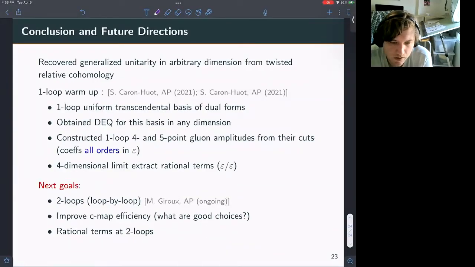So the next goal is to extend this analysis to 2 loops, and we're working on that with another student at McGill in a loop-by-loop fashion. The other thing is to improve the efficiency of this C-map. We really need to understand a little bit better what the right choices to make are. And lastly, it would be nice to have a systematic way of extracting these rational terms at 2 loops. Thank you for your attention.